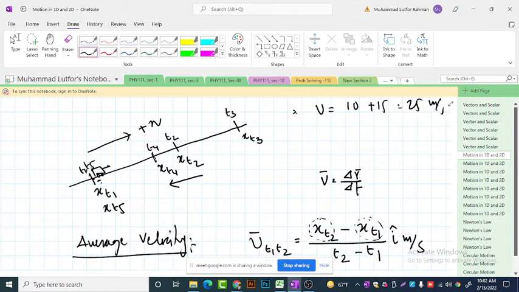You understand my point over here? Yes, sir. It's a very important thing. Okay, the average velocity is 0 over here.